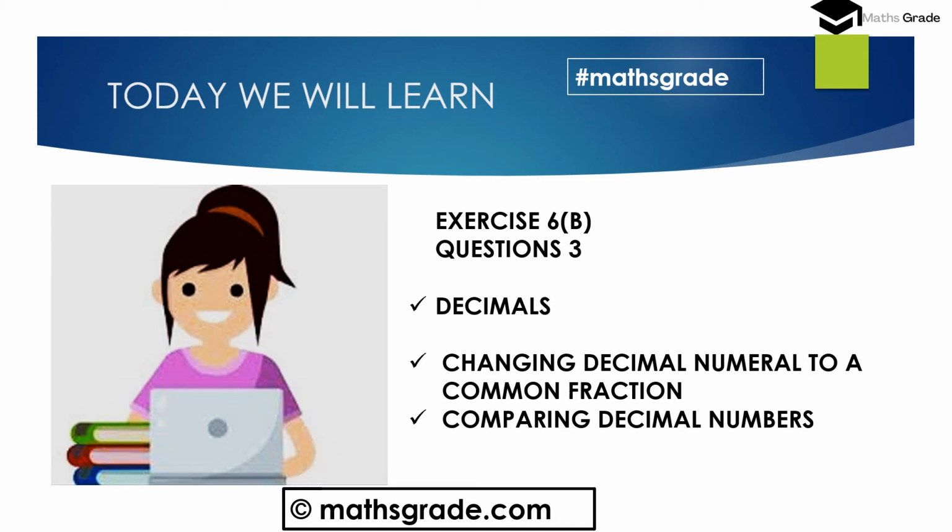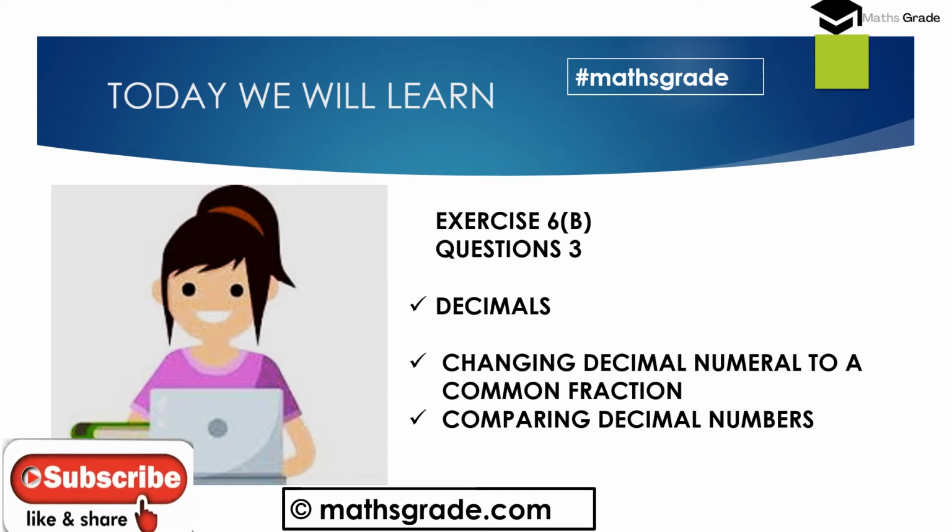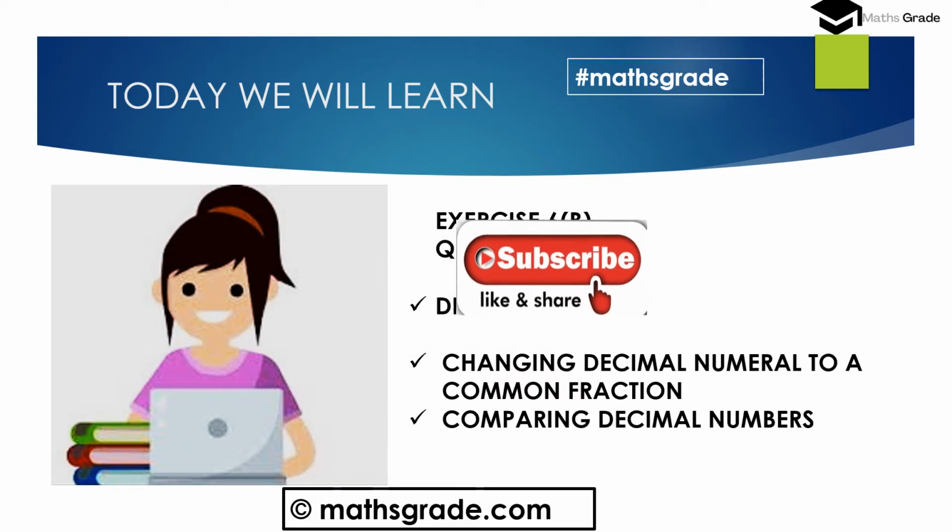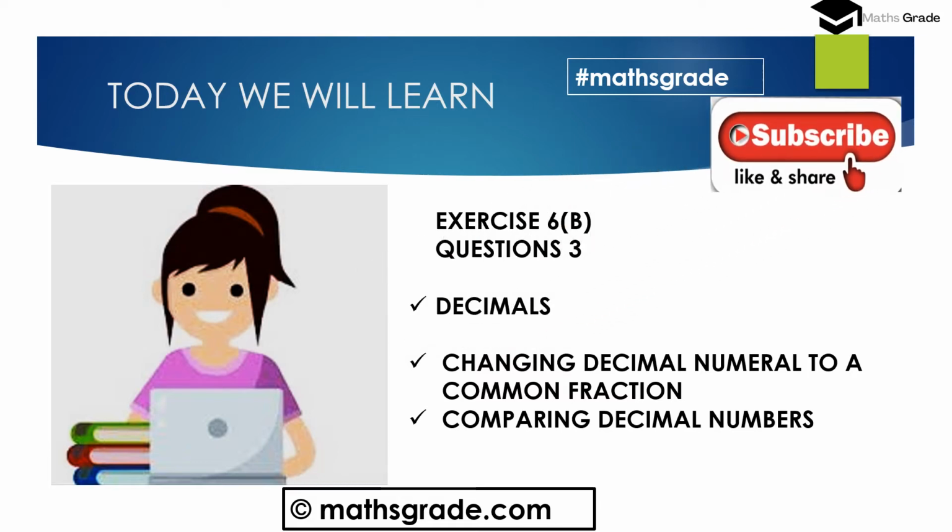Today we are going to solve some exercise questions 1 to 12 of exercise 6B of chapter 6. The chapter name is Decimals, and the topics are changing a decimal numeral to a common fraction and comparing decimal numbers. Let's solve some questions.